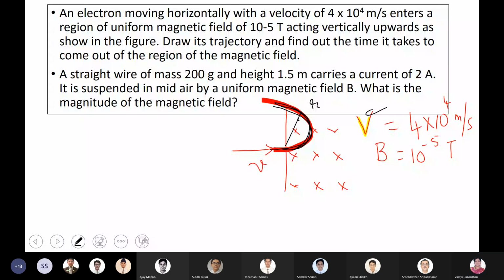Because sometimes the question also goes wrong. Your forefinger should be pointing in the direction of the magnetic field. Your center finger should point in the direction of the current. Keep this in mind. The center finger should point in the direction of the current. Current is always in the direction of the motion of the positively charged particle, or the current will always point in a direction opposite to the direction of the motion of your electron. If that is the case, will the electron move upward or will the electron move downwards? Because all these things are very important in magnetism.